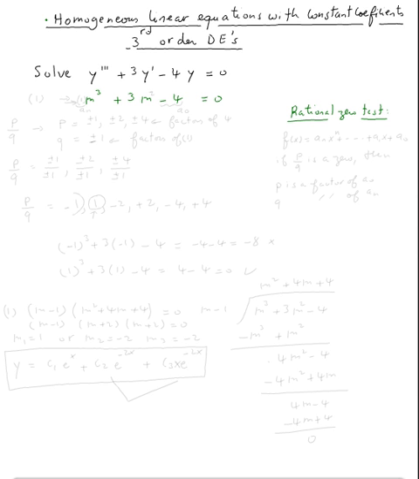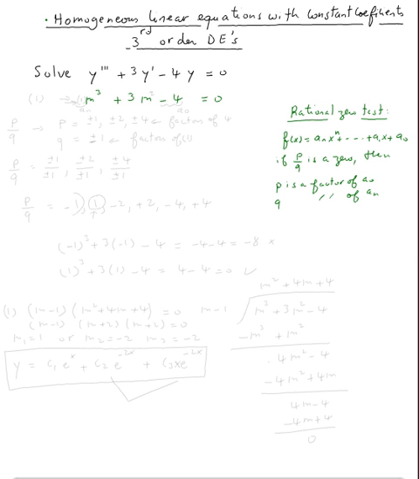The rational zero test says that the zeros of a polynomial f of x equals a_n x^n plus ... plus a_1 x plus a_0, if there is any, let me write it down, if p over q is a zero of this function, in lowest terms, p over q, then p is a factor of the term a_0, and q is a factor of a_n.